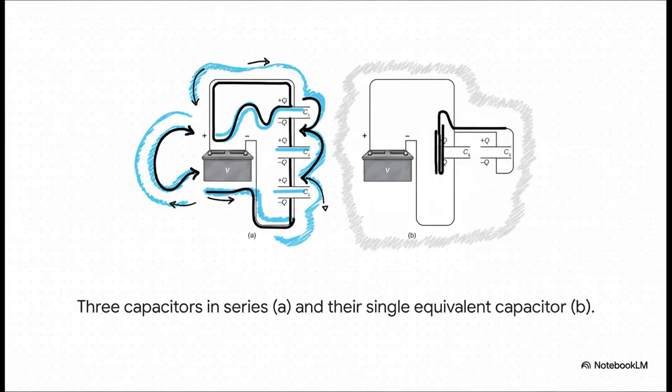So visually, a series connection just means they're lined up end to end. See here in diagram A, the negative plate of C1 is wired to the positive plate of C2, and so on. The really critical thing to notice is that this setup gives the charge only one single path to travel from the battery's positive side to its negative side.